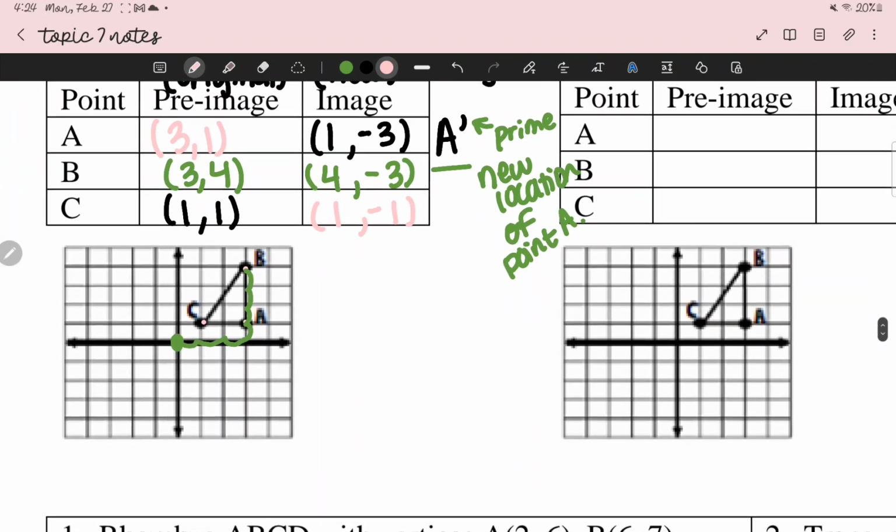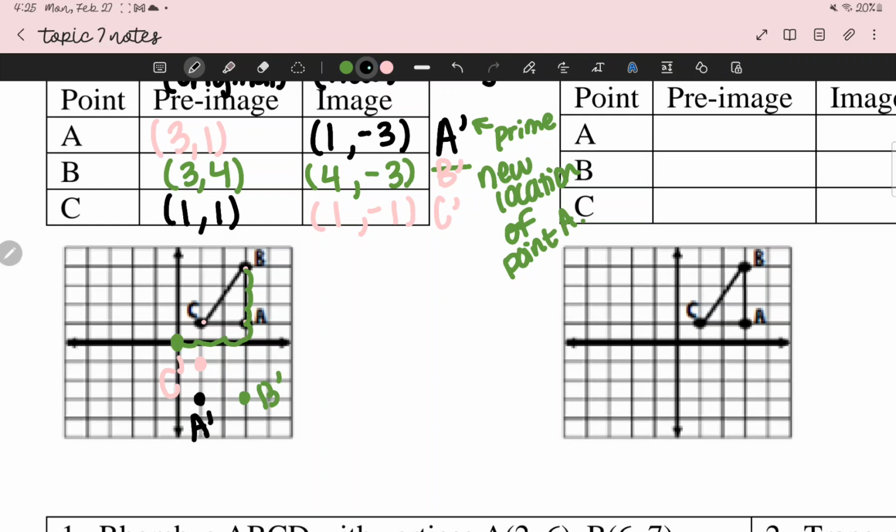All right, now that I have these, I'm going to go ahead and graph them, and I'm going to graph them with the same colors I just used them in. So this should be C prime and B prime here. All right, C prime is 1, -1. So that is here. B prime is 4, -3. And A prime is 1, -3.